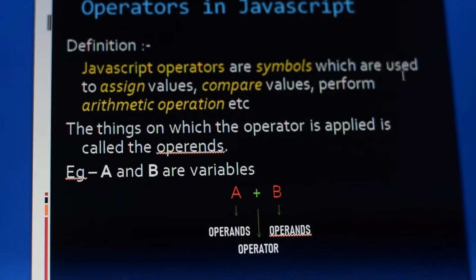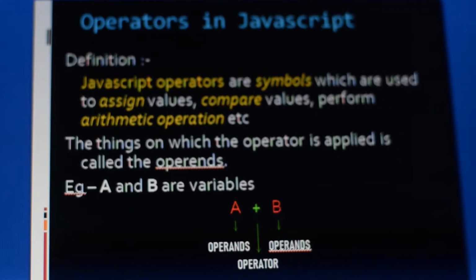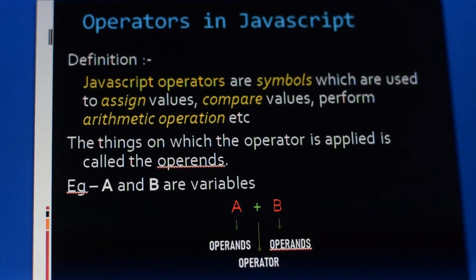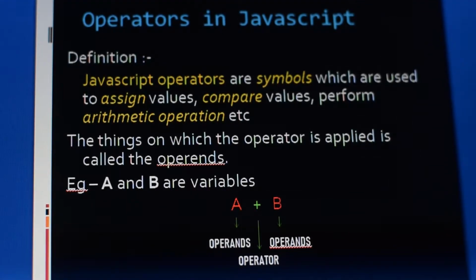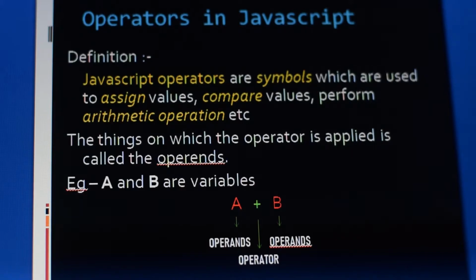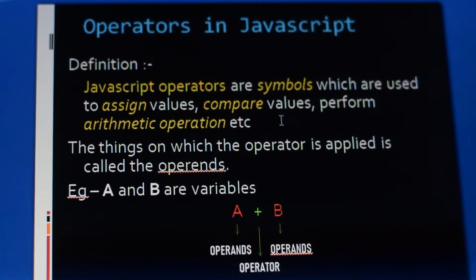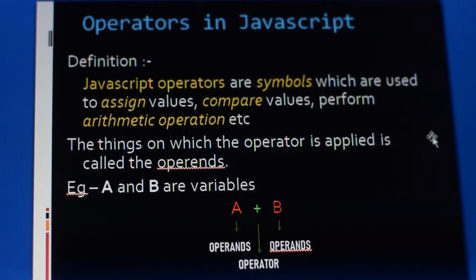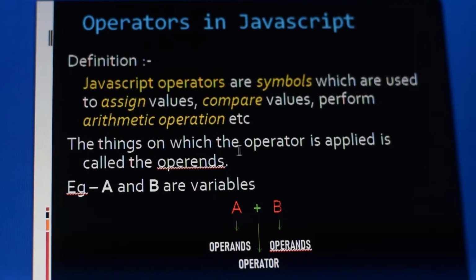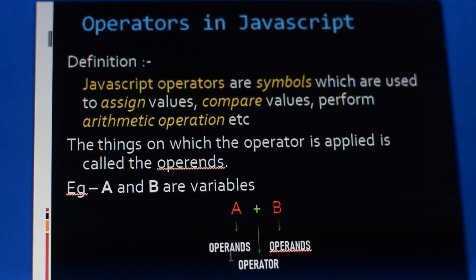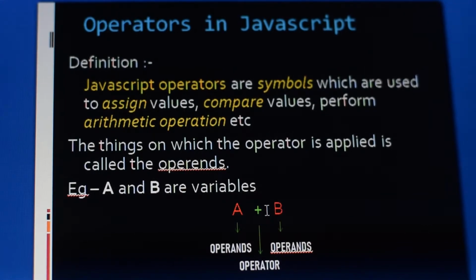Operators in JavaScript. JavaScript operators are symbols which are used to assign values, compare values, perform arithmetic operations, etc. So JavaScript operators are nothing but symbols, and they assign a value, compare a value, and perform arithmetic operations. The things on which the operator is applied are called the operands. For example, A and B are variables. Here you see A is an operand, B is an operand, and the plus sign is the operator.